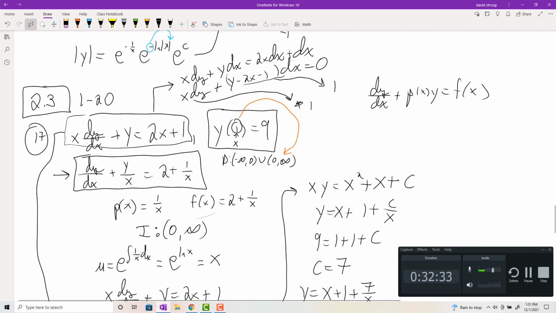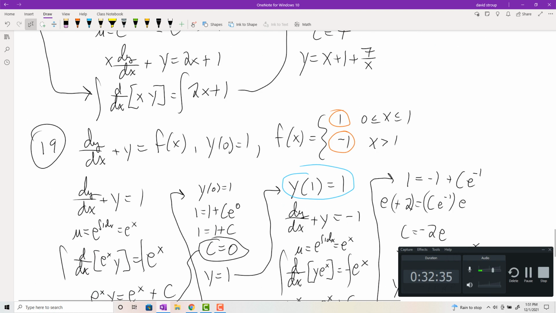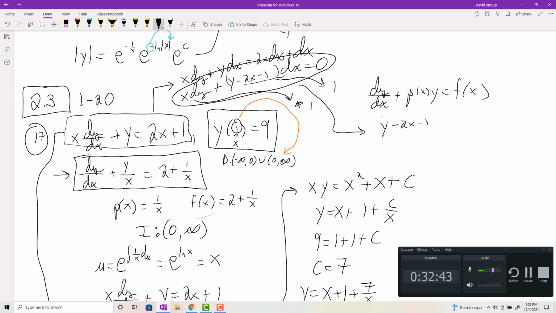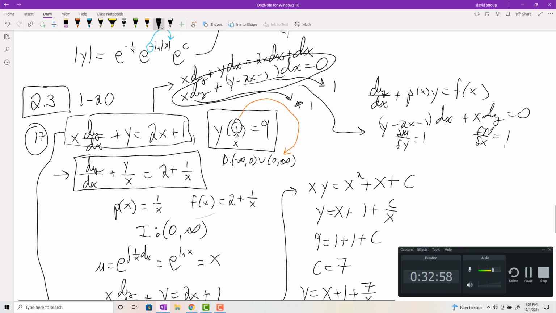But that only works if it's exact, right? So I believe that was exact, right? So let me take this again and rewrite it over here. y minus 2x minus 1 dx plus x dy equals 0. So the partial of this thing with respect to y is going to be 1, and then the partial of this thing with respect to x is going to be 1. So I speculate that that's what happened there.